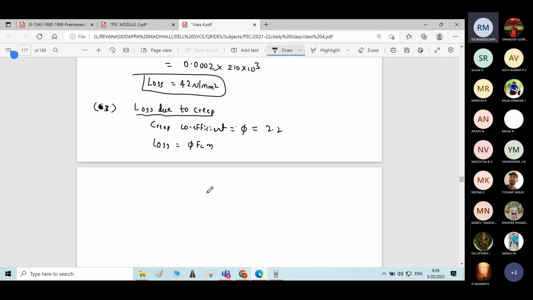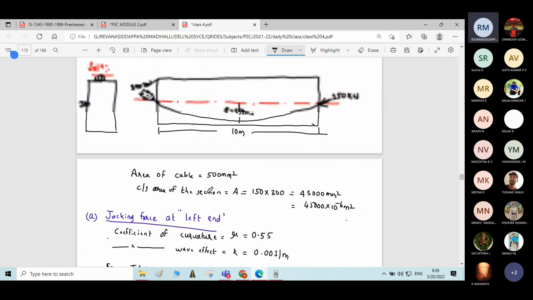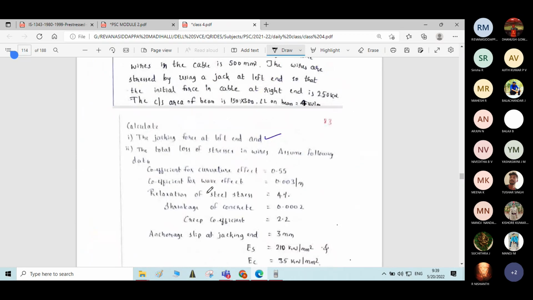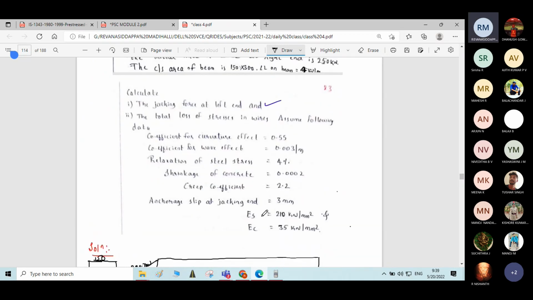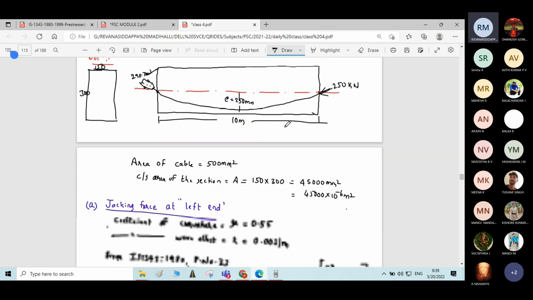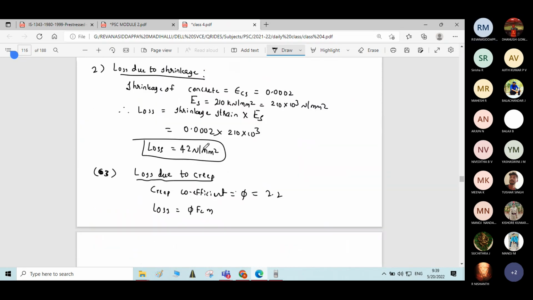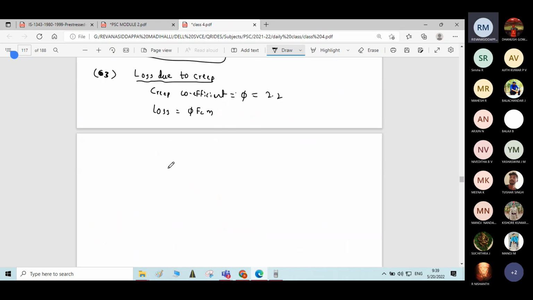So where M is the modular ratio, is it given? Please check in the problem. Modular ratio is not given, but ES and EC, Young's modulus of steel and concrete, are given as 210 and 35. You can calculate the modular ratio. Modular ratio M is equal to ES by EC, 210 divided by 35. Okay, so you will get modular ratio as 6. Correct?